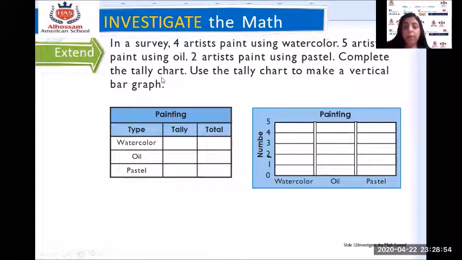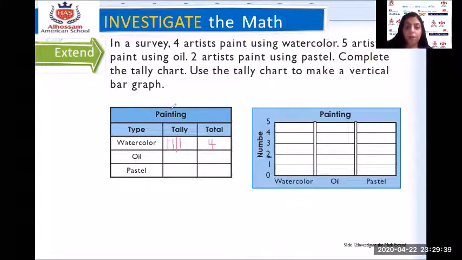Another one. In a survey for artists, 4 artists paint using watercolor, and 5 artists paint using oil, and 2 artists paint using pastel. Complete the tally chart, then use the tally chart to make a vertical bar graph. Vertical bar graph, not horizontal. So here, watercolor: let me use my pen. 1, 2, 3, 4. Here I'm going to write 4.